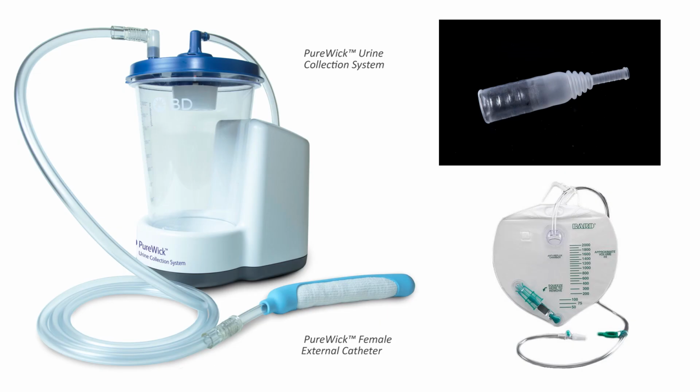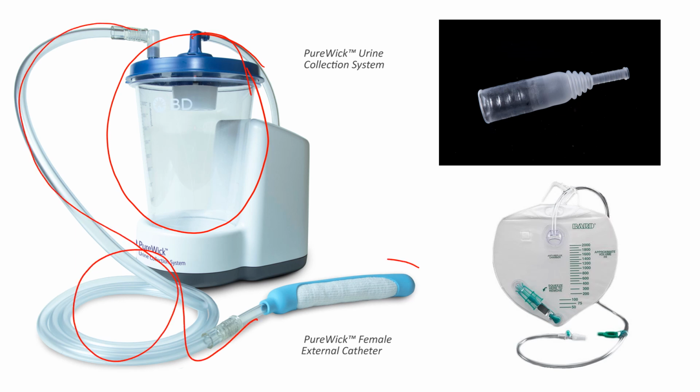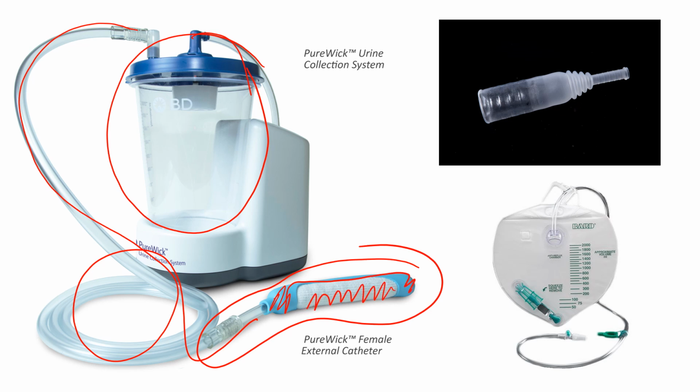Okay, this is what a PureWick looks like for those of you who have never seen one. And then we have our condom cap. So the PureWick has a canister hooked up to suction. This tube here is hooked up to this little device here. This is plastic. Blue part is plastic. This is fabric. So you turn on the suction. You put this right between the labia, sitting on top of the urethra. And when the patient voids, it gets suctioned into the canister.